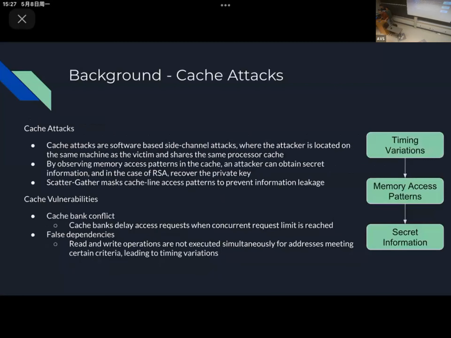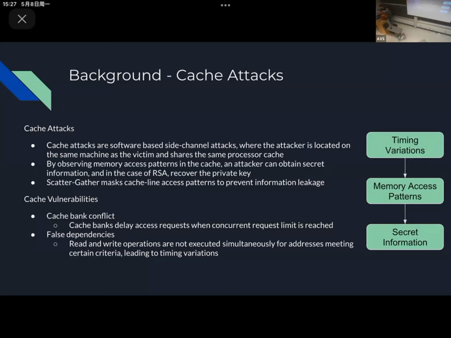Okay. So cache attacks in general, and this one specifically, assume that the attacker is located on the same machine, is basically sharing a processor core and has access to the same processor cache. The attacker can observe access patterns to the cache in order to recover secret information, in this case, a secret exponent, and use that to recover the private key. There is a countermeasure that this specific attack, Cache Bleed, is meant to counteract, called scatter-gather, which we'll cover a little bit more in detail later.